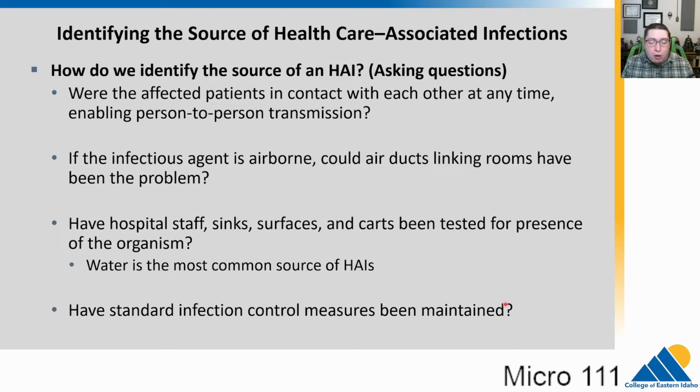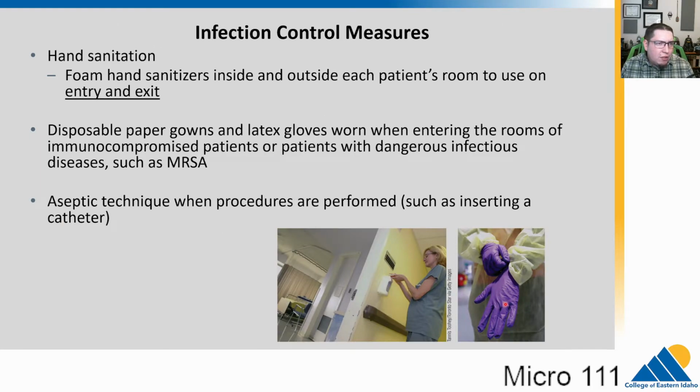Were proper standard infection control measures being maintained? That is a great question for this one. That would be things like hand sanitation, foaming hand sanitizers inside and outside of each room, use on entry and exit, use of disposable gowns and latex gloves when entering rooms, particularly of immunocompromised patients or patients with dangerous infections, such as MRSA. And then our aseptic technique when procedures are performed, such as inserting catheters here.